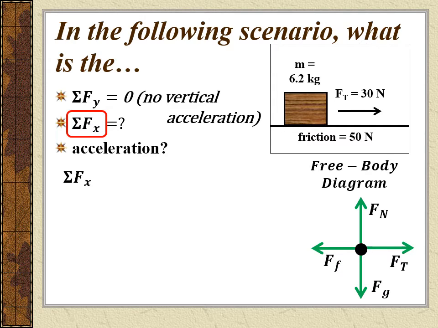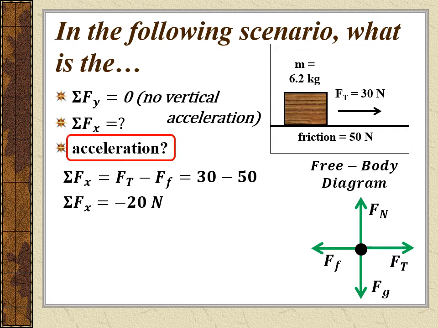So the net force is going to be equal to the forward force of tension minus the force of friction backwards. So we go ahead and take 30 minus 50, and we get a total of negative 20 newtons for our net force in the x direction.